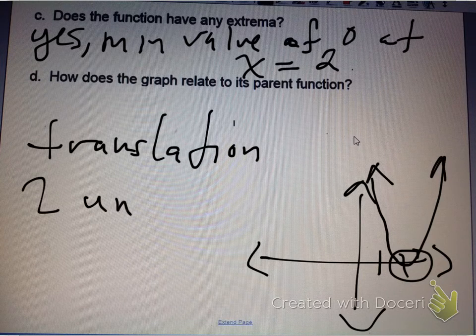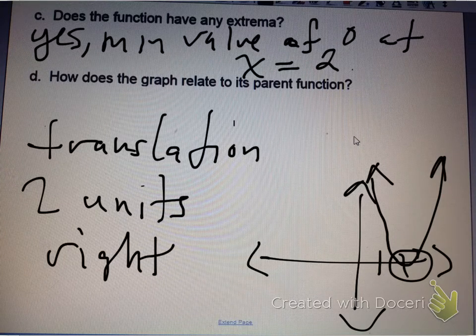2 units. Right. Alright, easy enough. And so now we're going to go to the last slide, which is on piecewise functions.